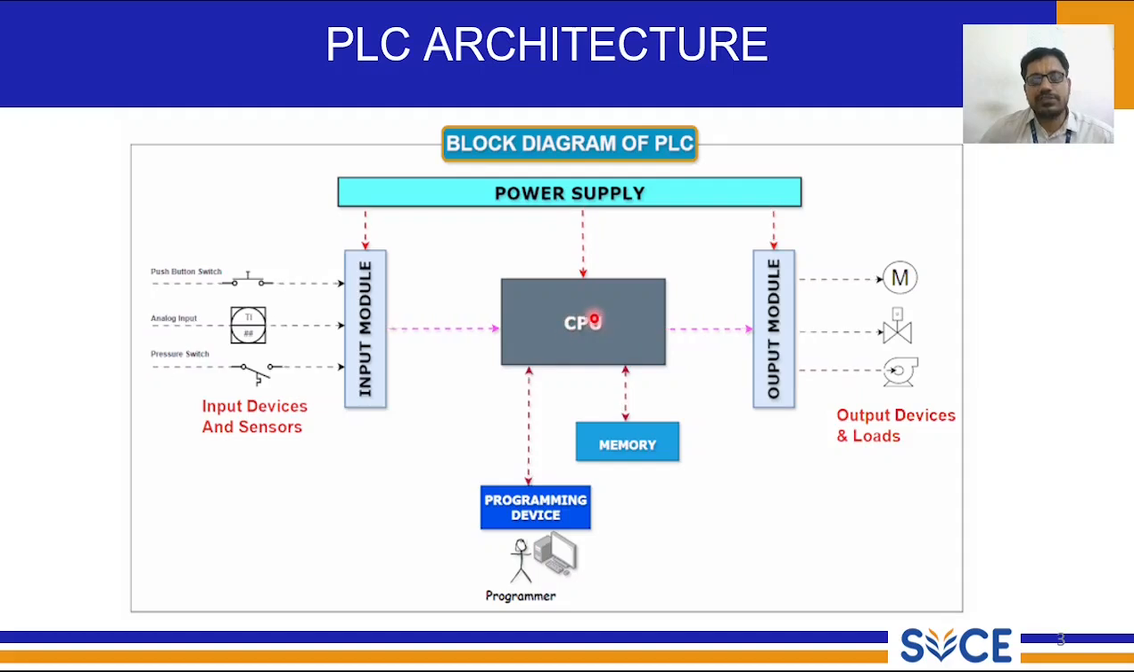Based on the instructions stored in the memory, the output instructions are given. So this output module is directly connected to the actuators or to controllers, for example in the control of a motor. Here you can see a motor, a pump, or other output devices or output loads connected to the output module of the PLC. All the modules are given a common power supply. This is the architecture of the PLC.